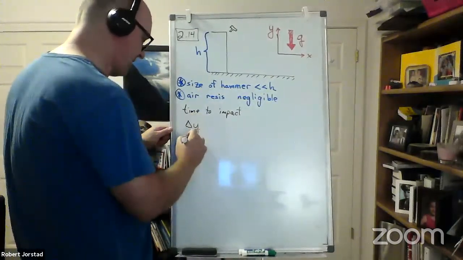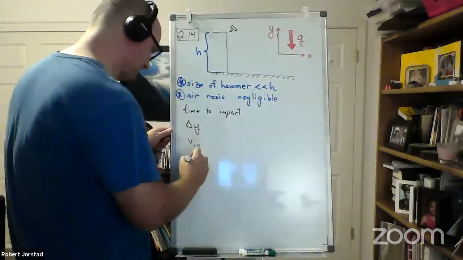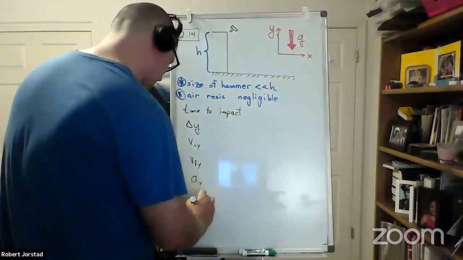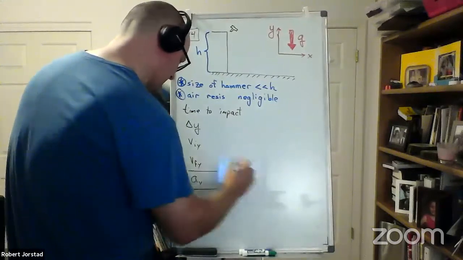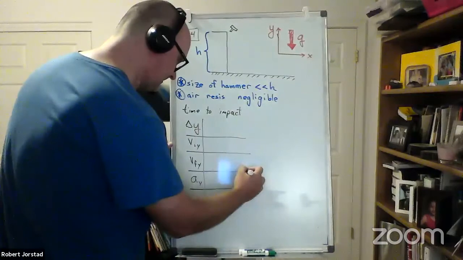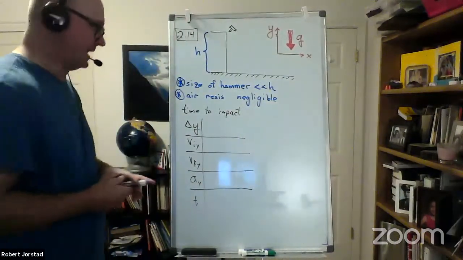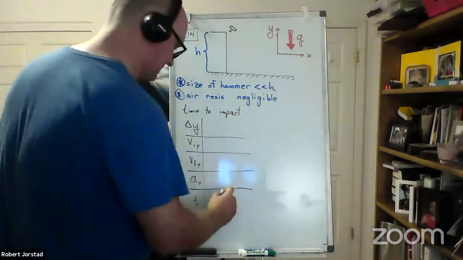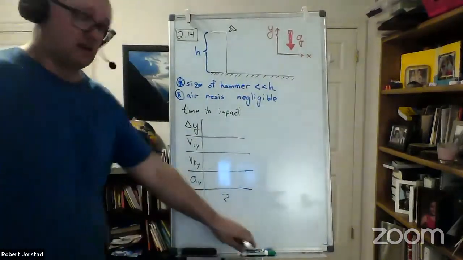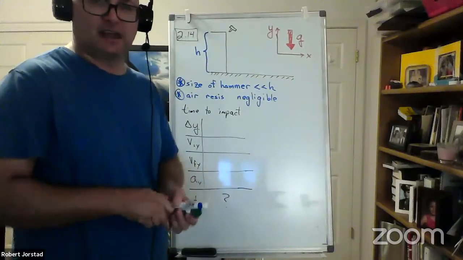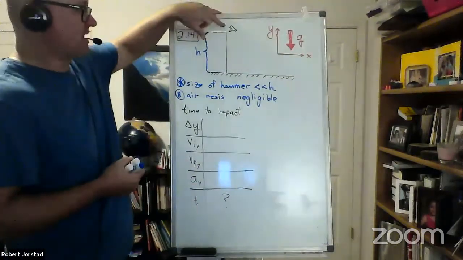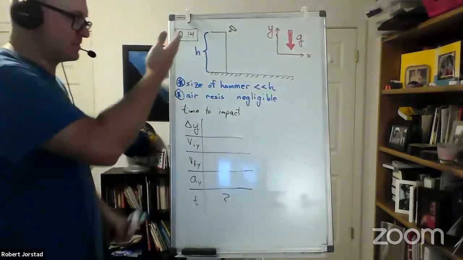Let's get our list of knowns and unknowns. Time to impact means I don't know this. Got it. Somebody different this time: what do you think delta y is? We dropped the hammer. What do you think delta y is according to this picture?